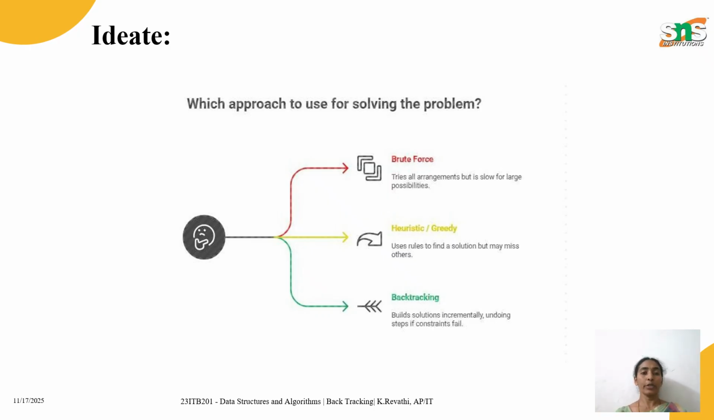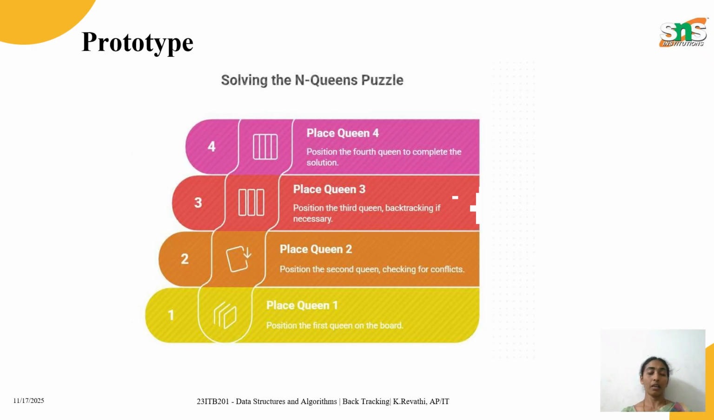For solving this problem, we have to pick the best solution method. There are many techniques available in data structures and algorithms: the brute force approach, the heuristic or greedy method, and backtracking. For this problem, we pick backtracking as the best solution for finding the optimal solution. And this is the prototype.